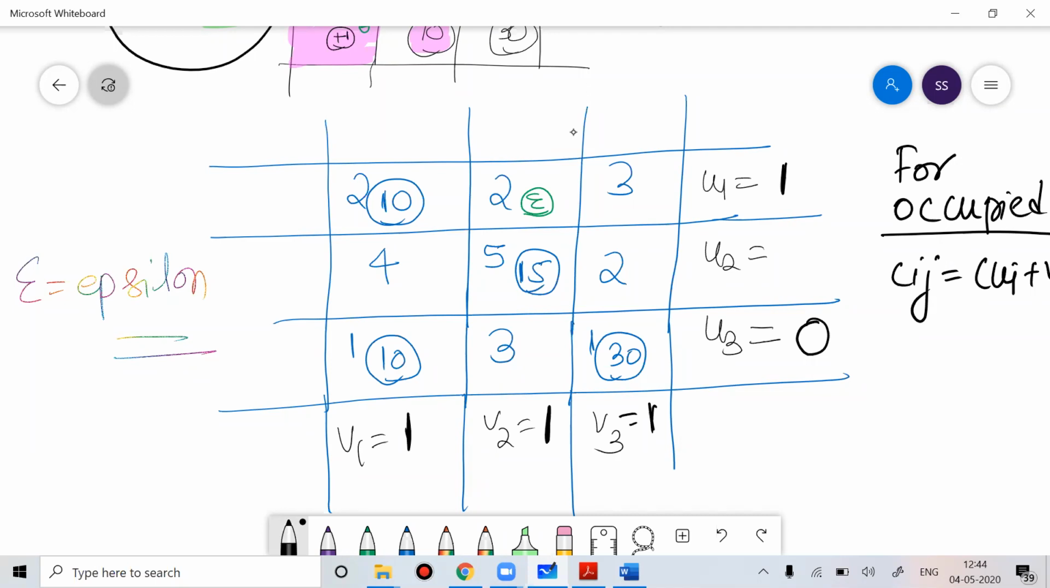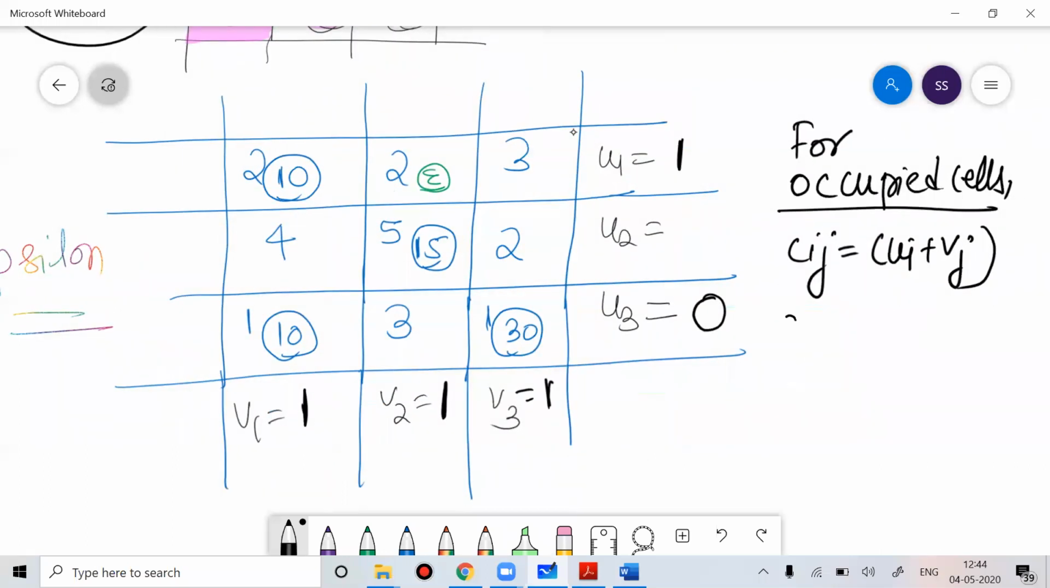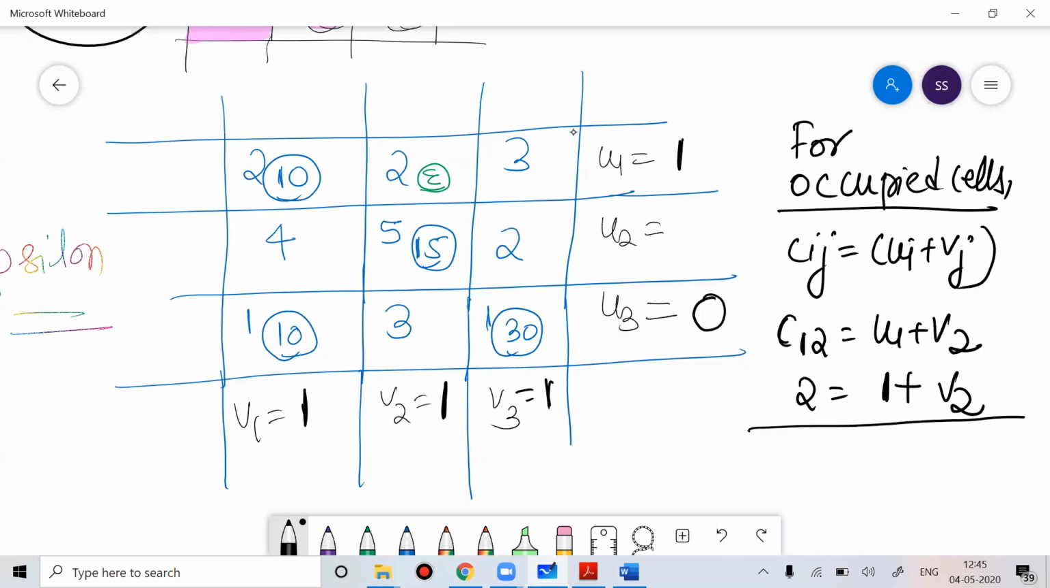V2 is 1. How is V2 1? You apply the formula: C12 is equal to U1 plus V2. C12 is 2, U1 was given, V1 was 1. So you can find the value of V2. Once you find the value of V2, you can find the value of U2. C22 is equal to U2 plus V2. U2 you don't know and V2 is 1.